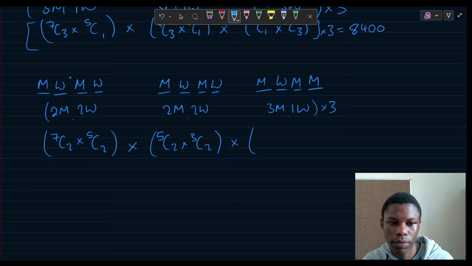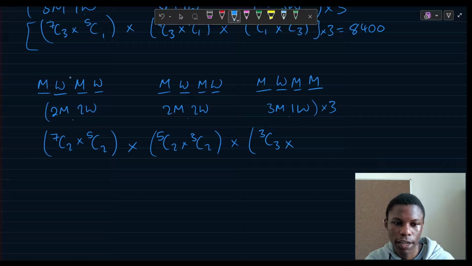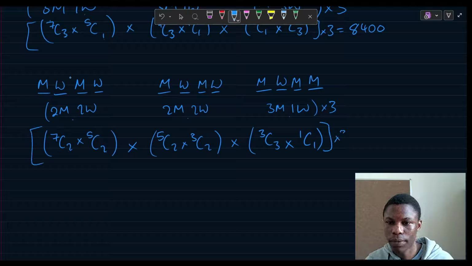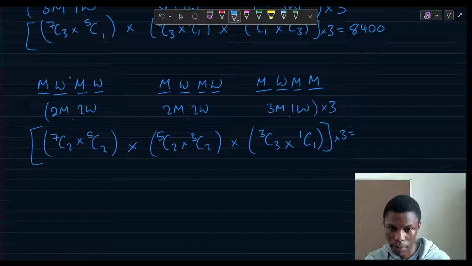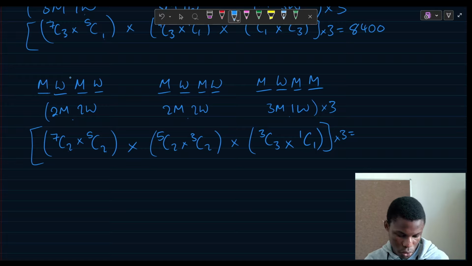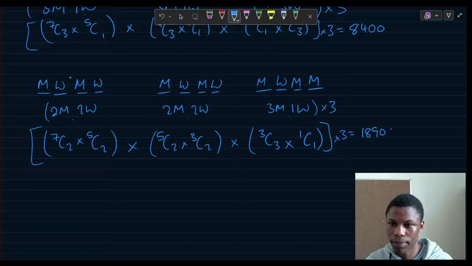And now I've picked 2 and 2, so I've picked 4 men. Now I want to pick 3, and I'm picking from 3. I've picked 4 women, so I only have 1 to pick from, and I want to pick 1. All of this is being multiplied by 3. And so that is 7 choose 2 times 5 choose 2 times 5 choose 2 times 3 choose 2 times 3 choose 3 times 1 choose 1 times 3, which is 18,900.